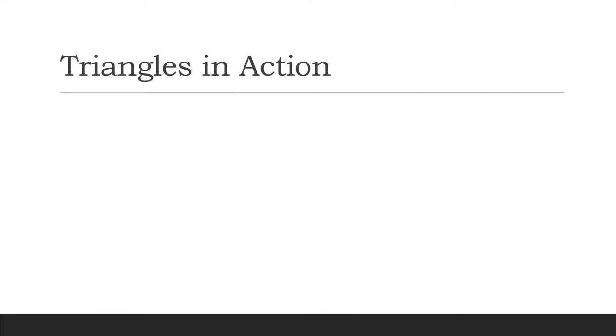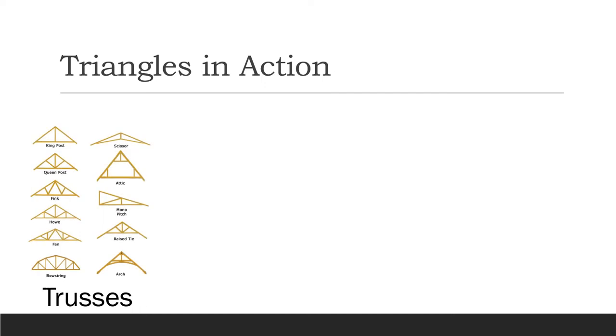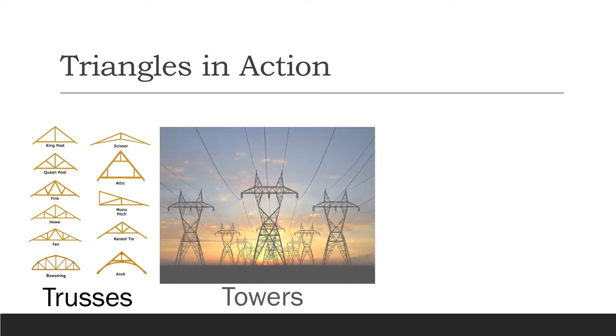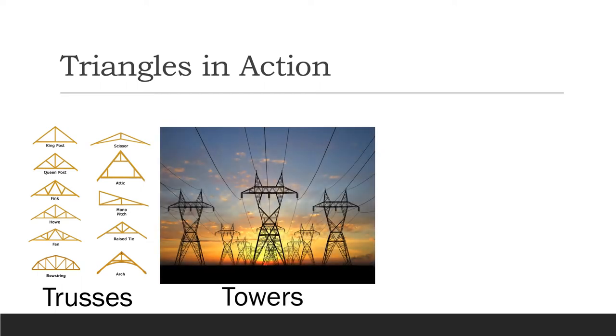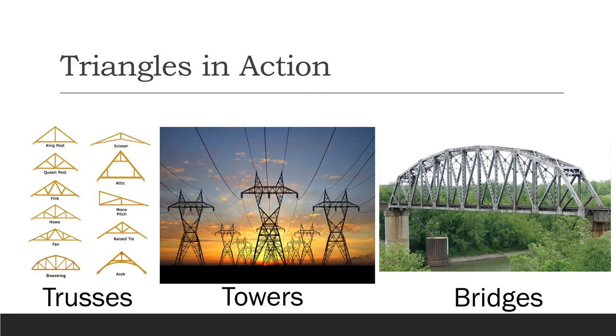Here are a couple of examples where triangles are used in the real world. Trusses in roofs and buildings often contain many triangles. Towers that hold up electrical wire or antennas often have many triangles in the middle of them. And bridges also have beams that are arranged in triangular shapes because triangles are just so strong. All of these structures need to be strong and lightweight, so they take advantage of triangles to do that.